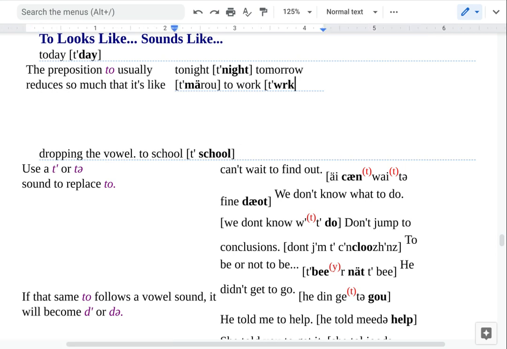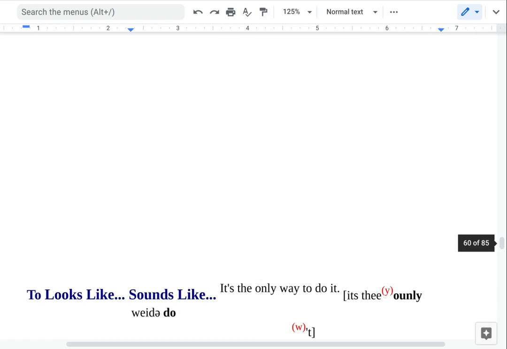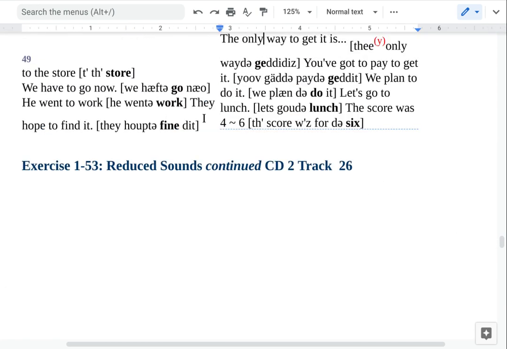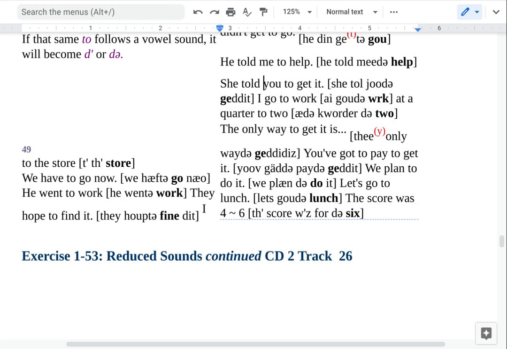I go to work at 1:45. The only way to get it is, you've got to pay to get it. We plan to do it. Let's go to lunch. The score was 4-6. It's the only way to do it, so to speak. I don't know how to say it. Go to page 8. Show me how to get it. You need to know when to do it.